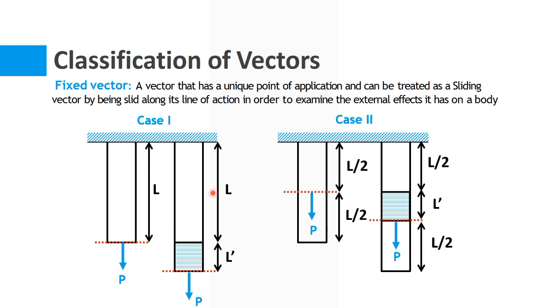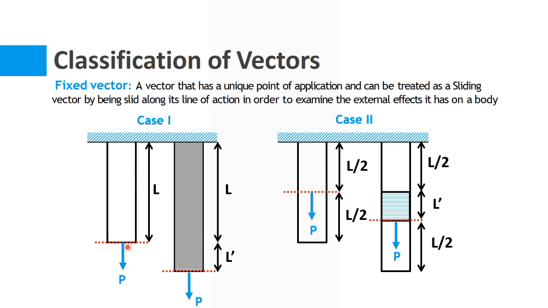Now the difference between these two cases is that in this example, the point of application of the force P is the end of the bar. In this example, the point of application of this force P is the middle of the bar, and it produces different effects. So this means that we cannot slide this force along its line of action, and we have to maintain the point of application of this force, and this is known as a fixed vector.